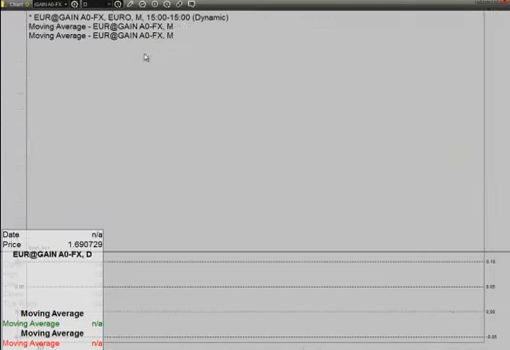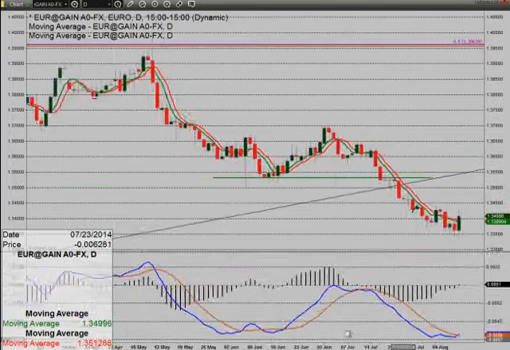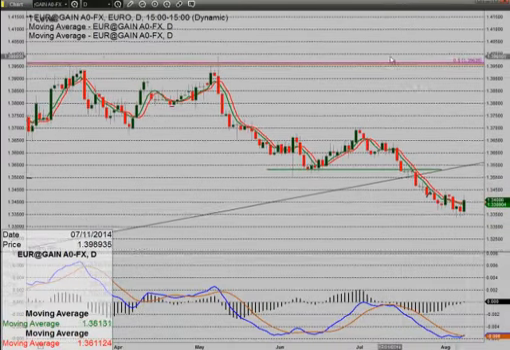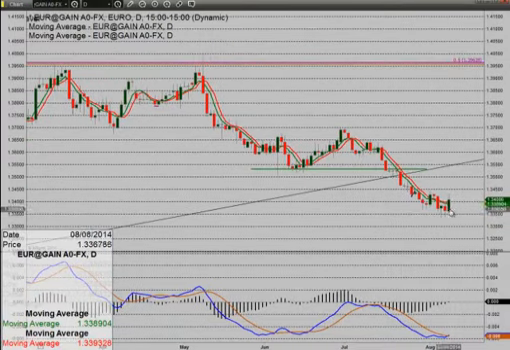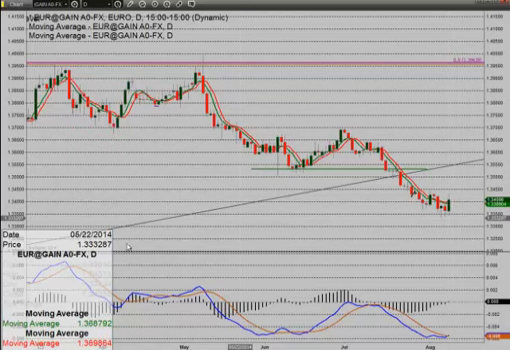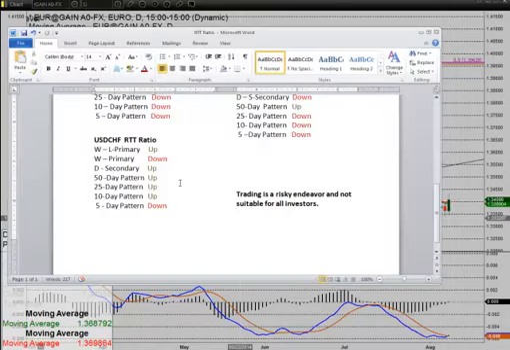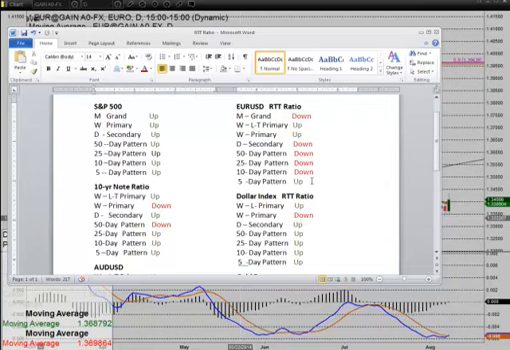Let's drop it down to the daily and keep it in perspective. Yes, you did shift. Here's the daily chart again. Yes, you did just shift your 5-day pattern back higher. I'll show you the RTT ratio for the euro. You shifted that guy up. Not a big deal because you have all these other influential patterns down. The majority of patterns are down in the euro still.